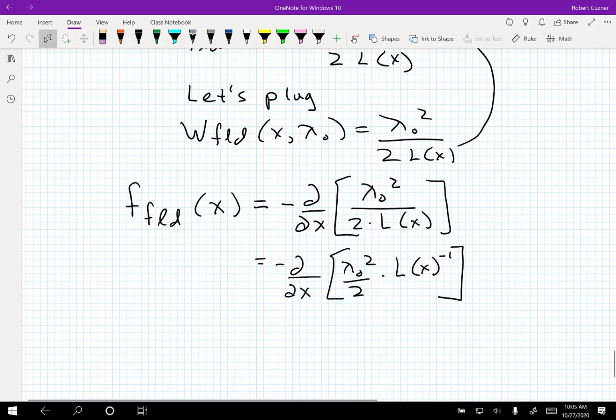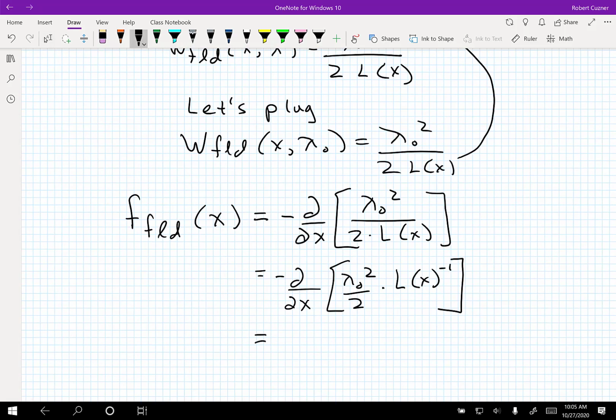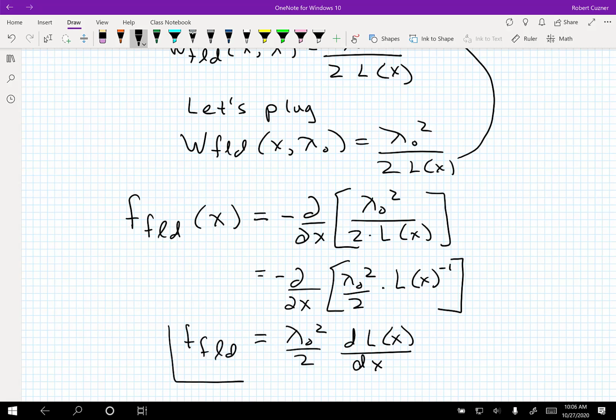Just to spell this all out, the basic derivative ends up being this. This lambda naught squared over 2 comes out, and you end up with the derivative. This is a general expression of the inductance with respect to x. So there's your second general expression that you can use.